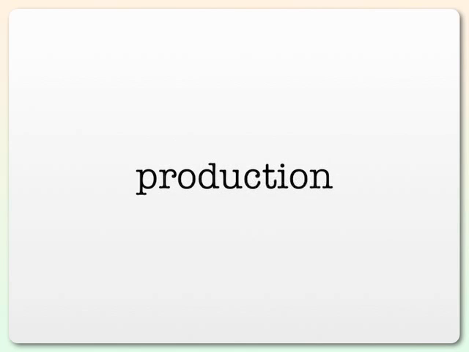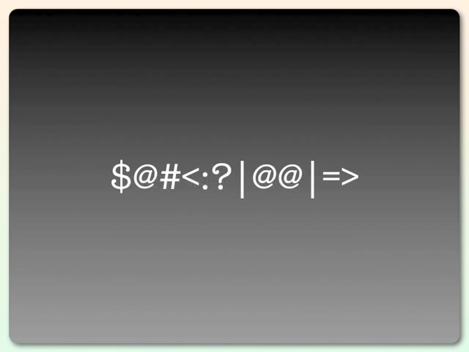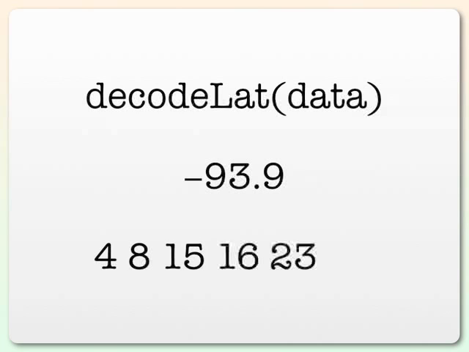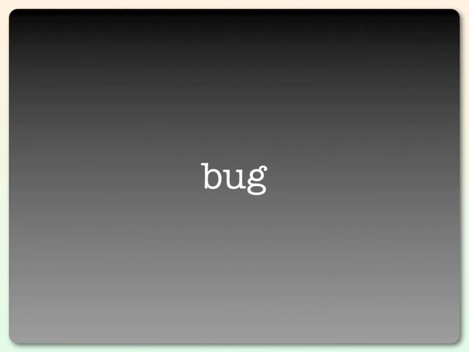And of course, the longer code is in production, eventually something might happen that looks like this. That is, some bad data comes from the satellite. It's all garbled. And what does that do to the decode lat function? Does it come up perhaps with an illegal latitude or a cryptic series of numbers? This is clearly a bug, and it's something that we've got to fix.